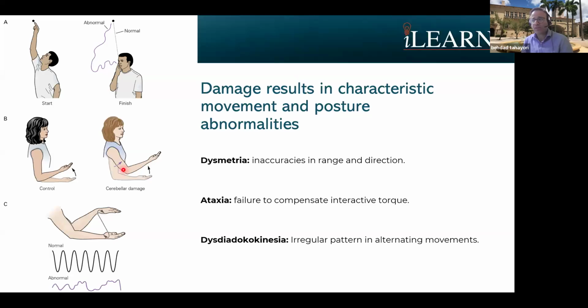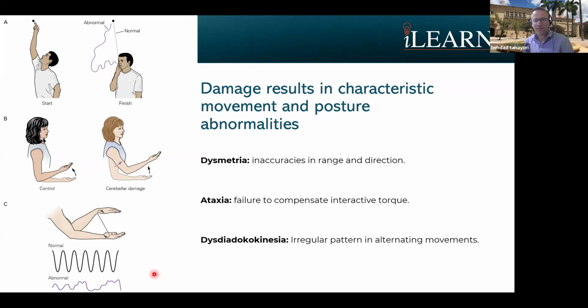Another phenomenon you see in these patients is that if you ask them to do an alternate movement, up and down, healthy individuals can do that very smoothly and consistently. But these patients can't do that. It would be very abnormal, and they can't do a smooth alternating movement. This is called dysdiadochokinesia.